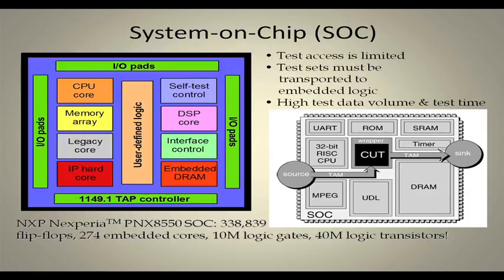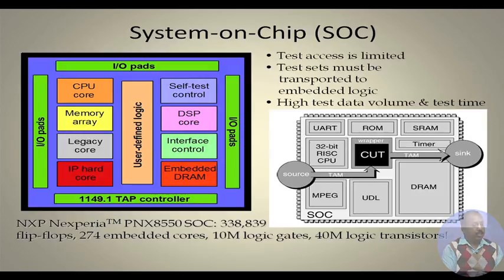This is a typical system on chip architecture. You see that we have a number of cores: CPU core, memory array, legacy core, IP hard core, then self test control, DSP core, interface control, embedded DRAM, etc. We have some IO pads around it, through which the IO pins for the chip are available. For serial testing, the boundary scan structure, the 1149.1 TAP controller, is introduced, so that I can put boundary scan cells around it and it can be tested.